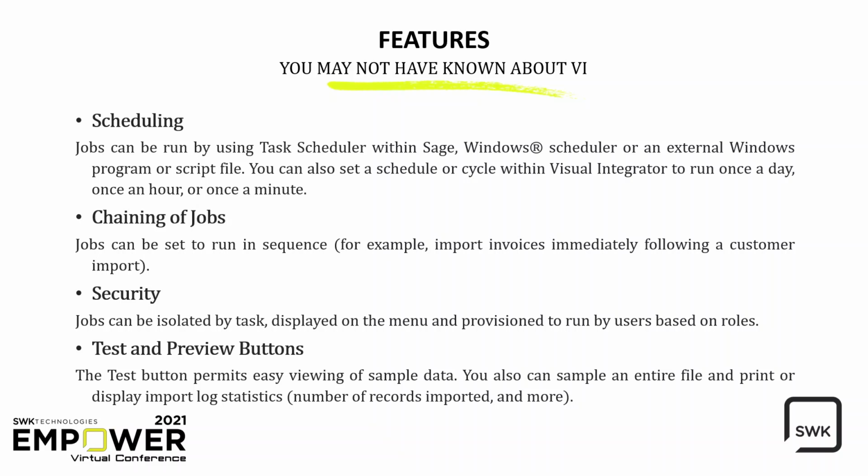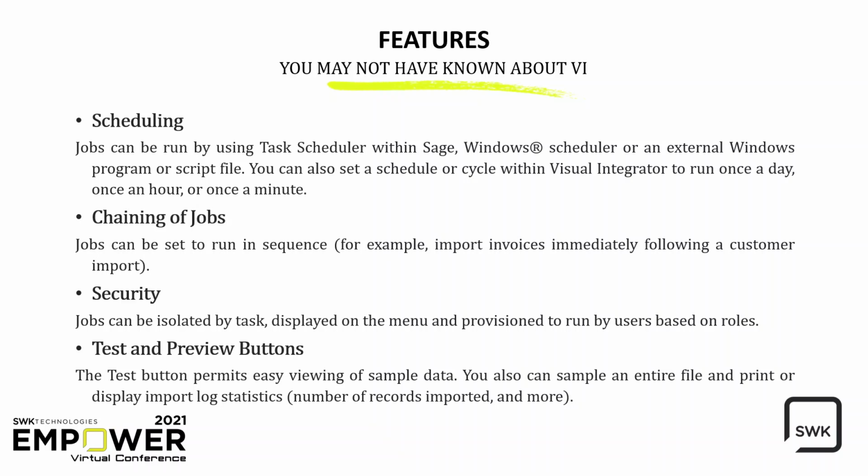And finally, some features that, for those of you who have used the VI module to upload or export information, you may not be aware of: scheduling. So jobs can be run using Task Scheduler within Sage. This came out just a few versions ago, where in the past we would have to use Windows Task Scheduler to configure the jobs and have them run at different intervals. We now can do that within the application called Task Scheduler in the Library Master module.